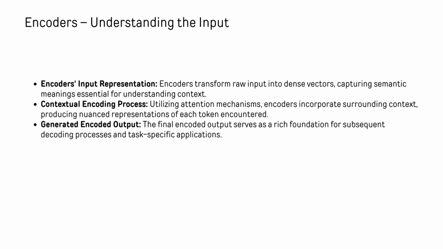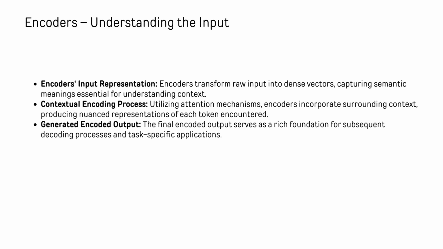To ensure everything runs smoothly, encoders use layer normalization, which keeps the training stable by standardizing the outputs at each step. Residual connections. These connections help the model retain important information as it moves through layers.